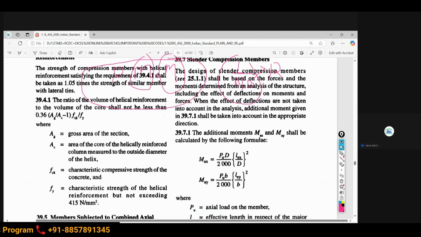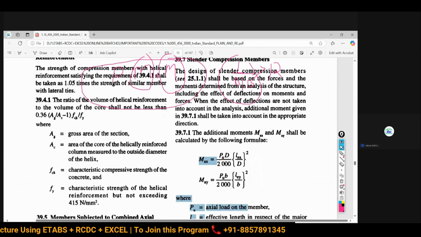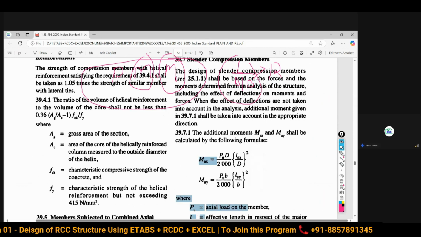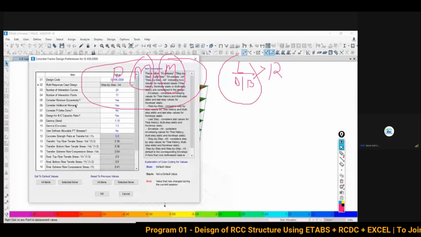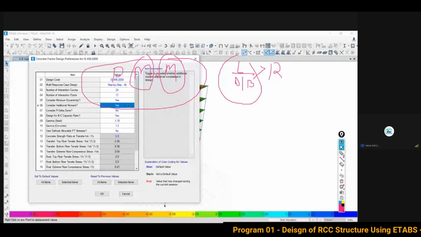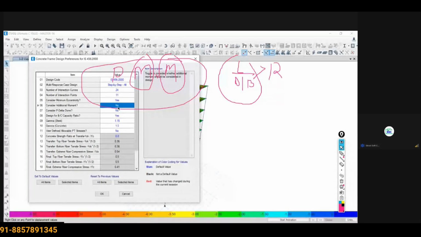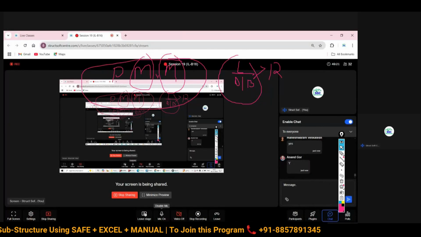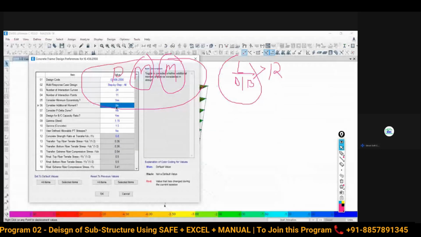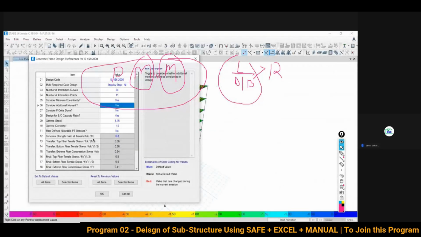Please remind me, so what is the case? You have to consider the additional movement, right? So here the software is asking, would you like to consider the additional movement when the column is proved to be long? If you say no, then even if the software finds your column as long, it is not going to calculate and consider the additional movement. So tell me what it should be, either yes or no. Yes, very good. It should basically be yes. So I am going to change it to the yes option.